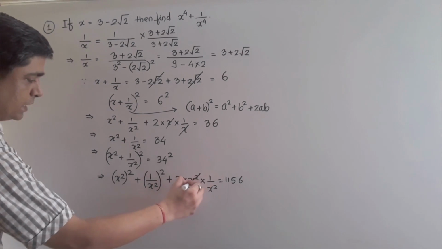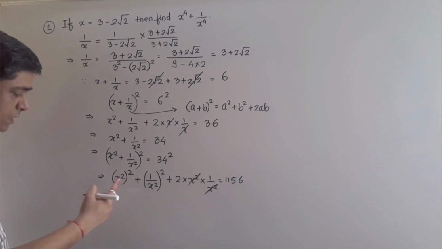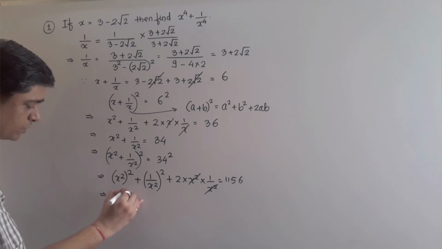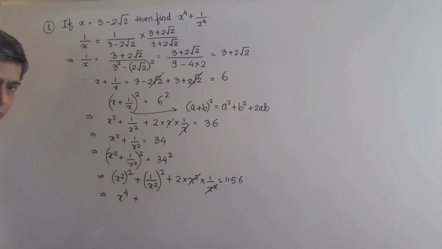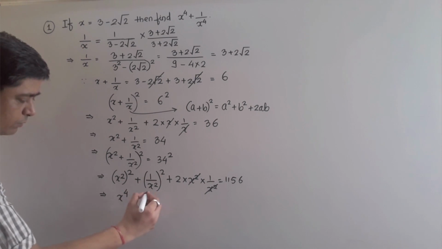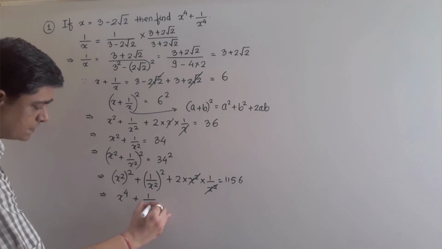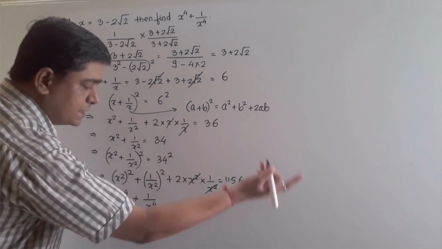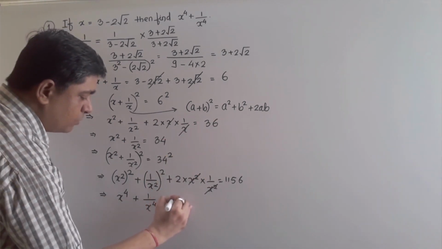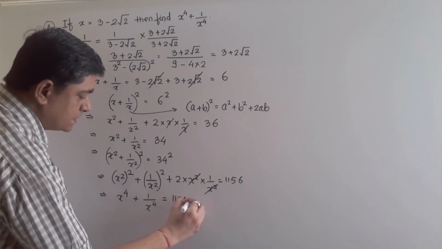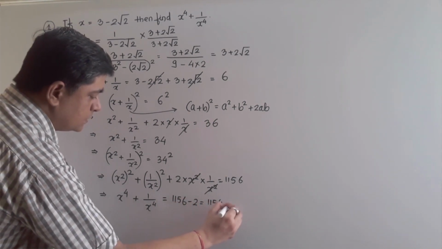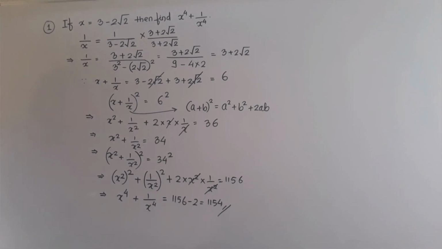Now x square and x square are cancelled. Here see, 2 and 2 power will multiply by the laws of exponent, so it will become 4. Same way here 2 and 2 will multiply, and this will become x to the power 4. And this 2 will go to that side and subtract from 1156. So this will become 1154. This is your answer of the given question.